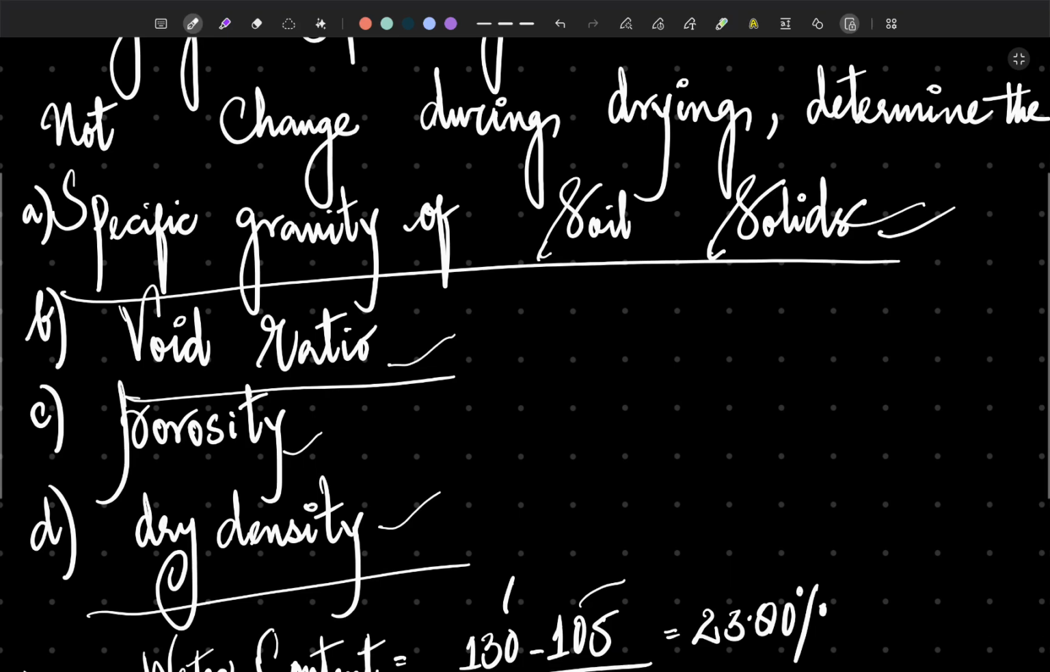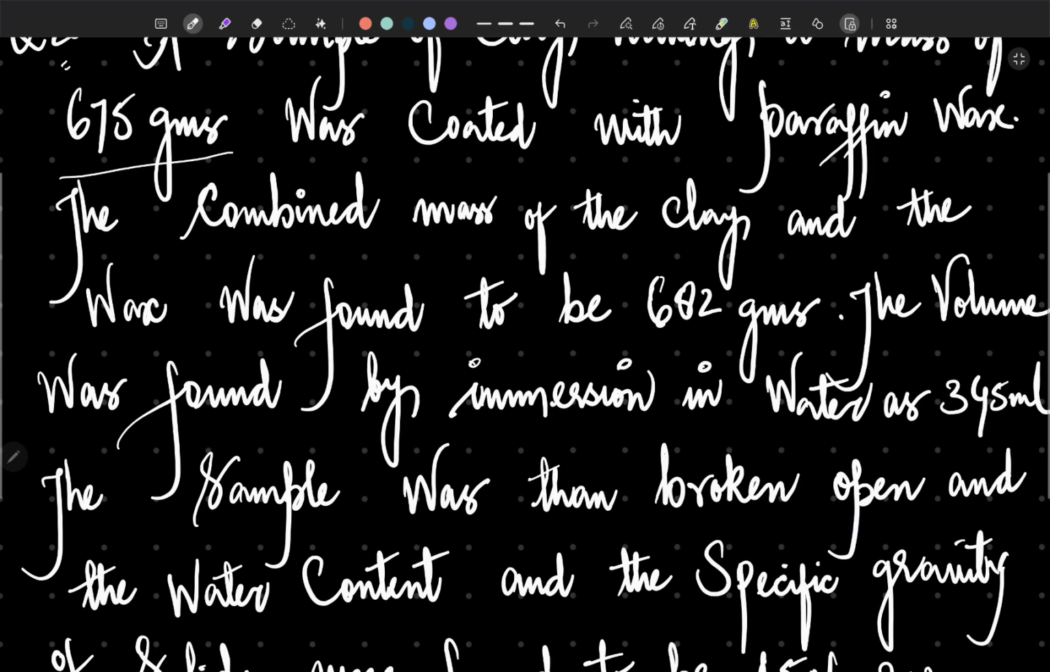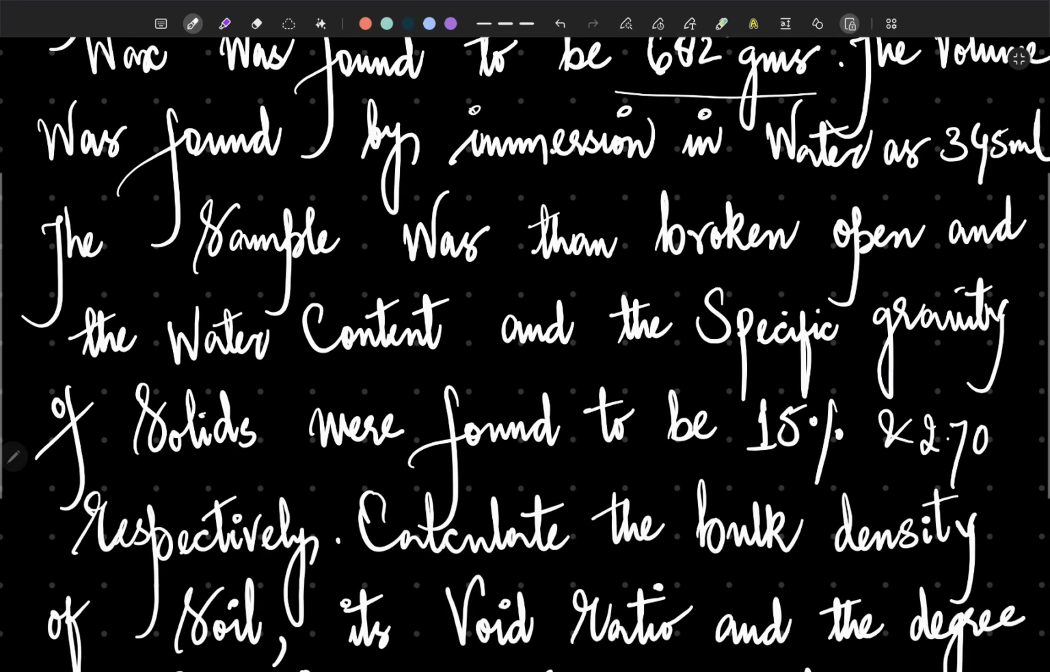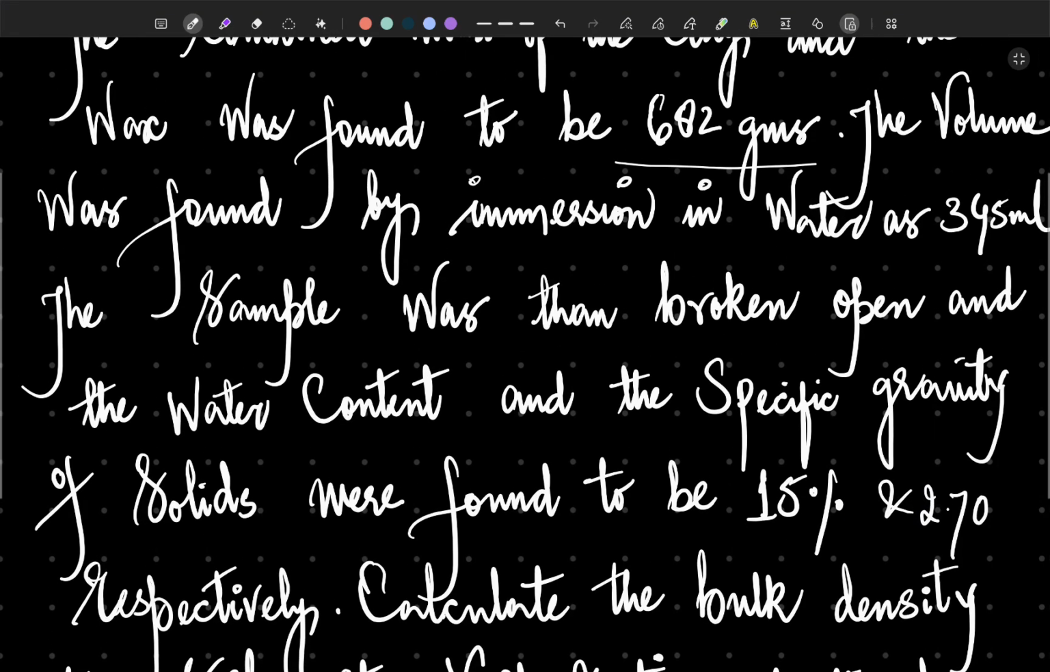Alright, moving on to the next one. Next question is, a sample of clay having a mass of 675 grams was coated with paraffin wax. The combined mass of the clay and the wax was found to be 682 grams. The volume of this sample, I think I have missed something in the question. The volume was found by immersion. No, I have not missed anything. The volume was found by immersion in water as 345 milliliters.